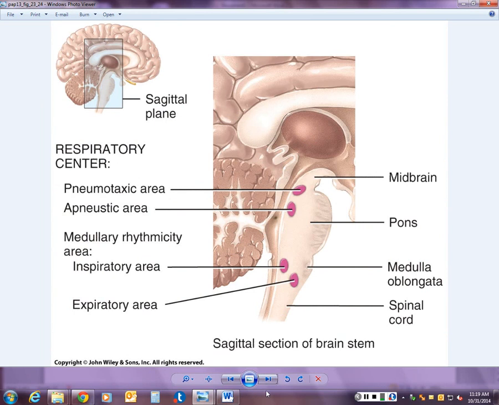Alright. With that being said, we'll stop there with the process of internal and external respiration, and in the next lecture we'll talk about control of breathing, or control of respiration.